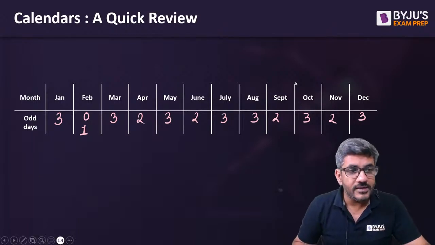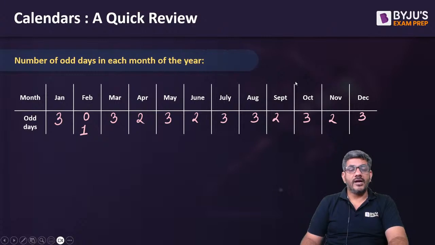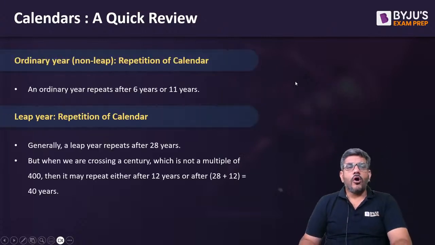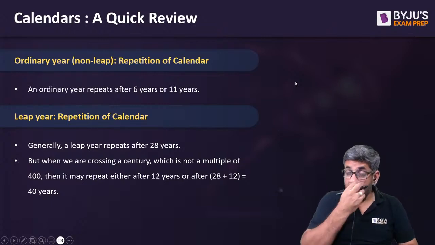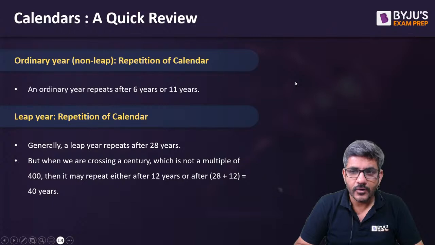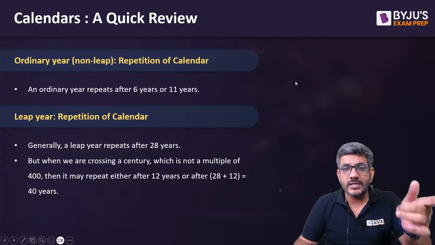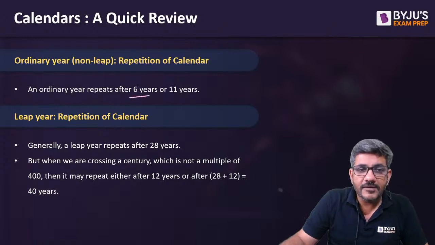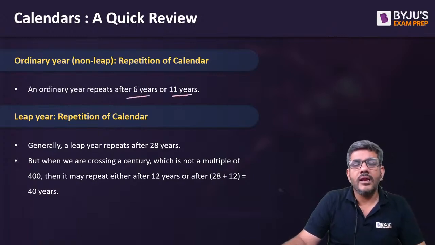I hope you all have understood my point here. I'll move ahead from here. Okay. Next thing. An ordinary year. When would the calendar repeat of an ordinary year? In how many years? Ordinary year का मतलब which is not a leap year. A non-leap year's calendar would repeat after 6 years or 11 years.